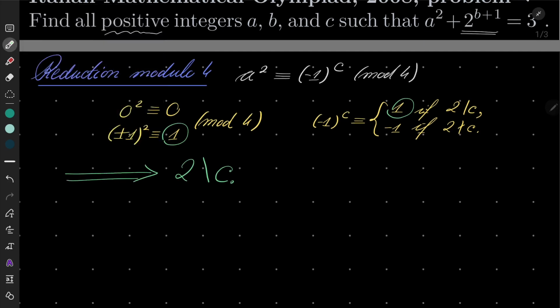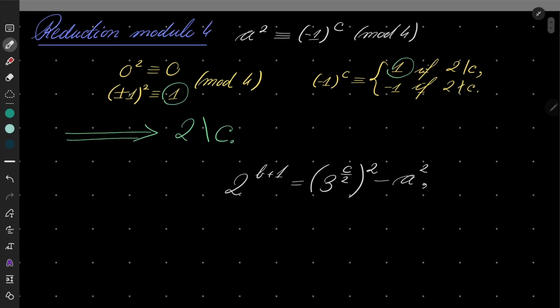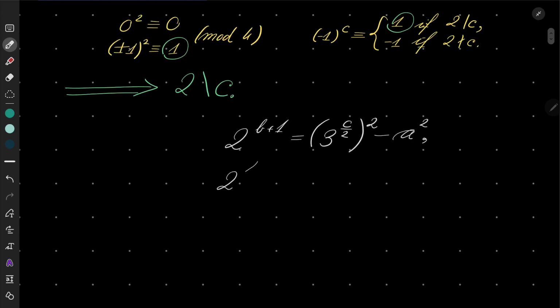Okay, so now we know something. And now let's take again our equation and let's write it in the following way. 2 to the power b plus 1 equals 3 to the power of c. I will write it in this special way, 3 to the power c over 2 squared minus a squared. And then now we can do an obvious factorization, namely 3 to the power c over 2 minus a, times 3 to the power c over 2 plus a.